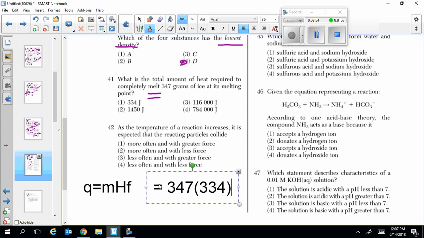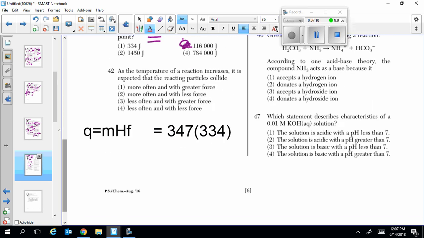334 times 347 is equal to 115,898. So that's closest to 116,000. All right, as the temperature of a reaction increases, it's expected that the reacting particles collide more often.